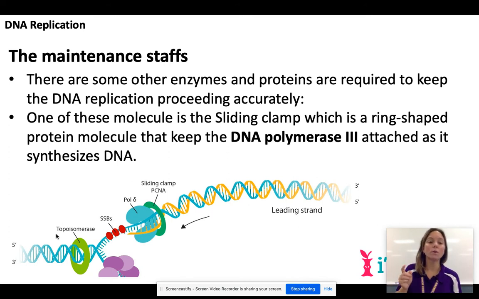So when we're running through our leading strand, we actually have a DNA polymerase 3. The DNA polymerase 3 is one of the molecules, is the sliding clamp, which is ring-shaped, and it keeps it attached to the DNA strand. It's also there to make sure that mistakes aren't being made. So it makes sure that DNA replication is occurring in the order and in the fashion that it should, so we don't make mistakes. Because if we make mistakes, then our new cell is going to have that mistake, and so then we have genetic mutations.